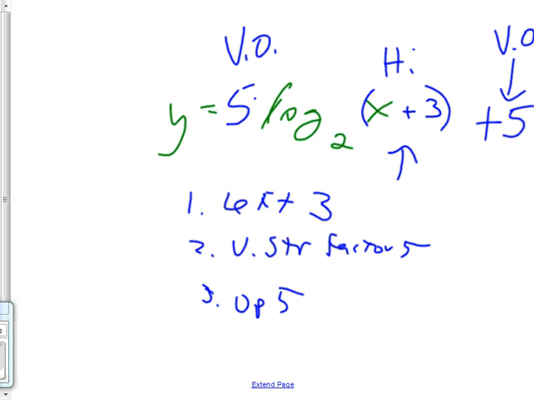So these logs are just one more parent function. It's just the same as all the others you've ever had. There's an inside part and an outside part. Stuff on the inside is in opposite order. So here's a way we could mess with it. Log base 2 of, let's say 1 minus x.